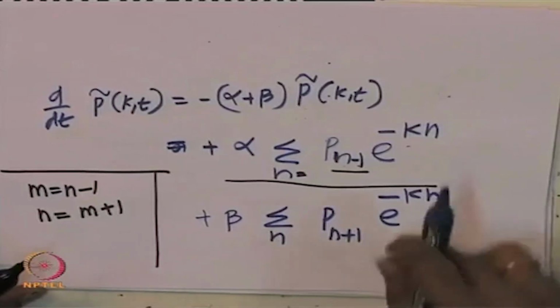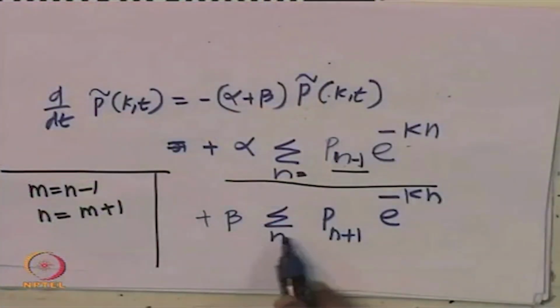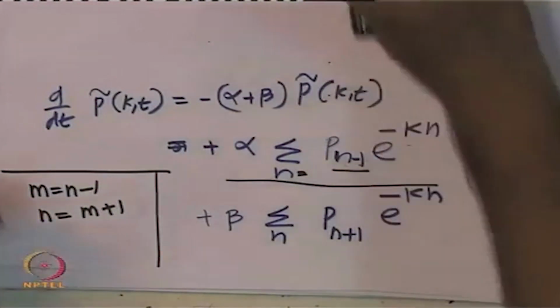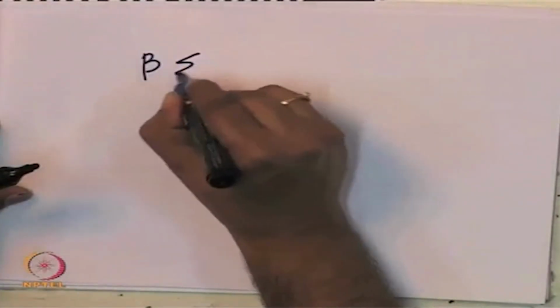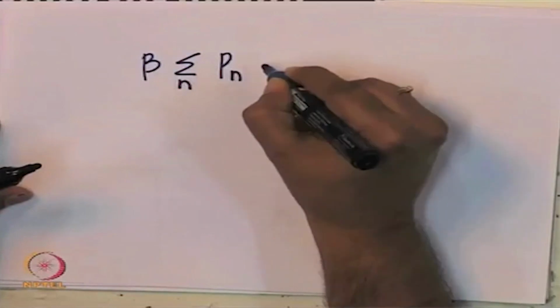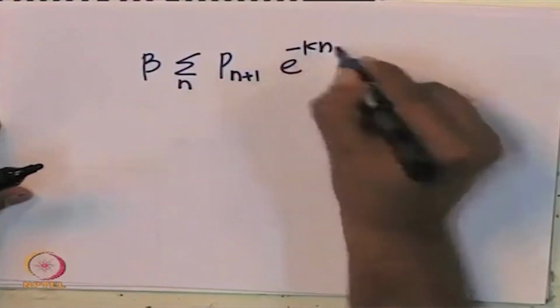So, the next term, let us carefully look at it. The term is beta sum over n of p n plus 1 e power minus k n. So, let me write that term here. The term is beta sum over n p n plus 1 e power minus k n.